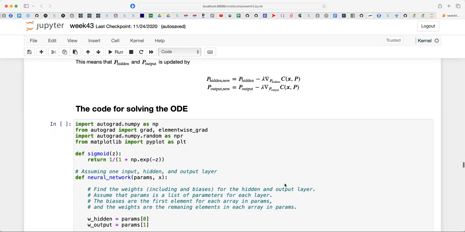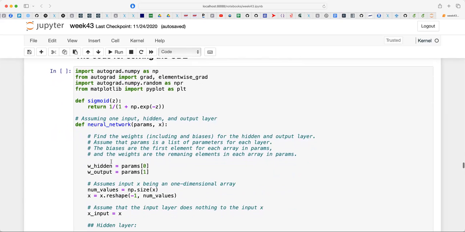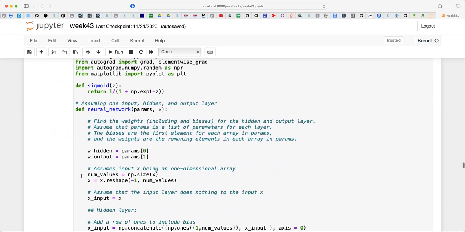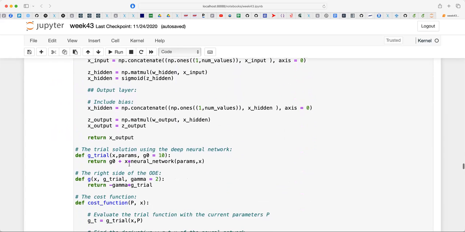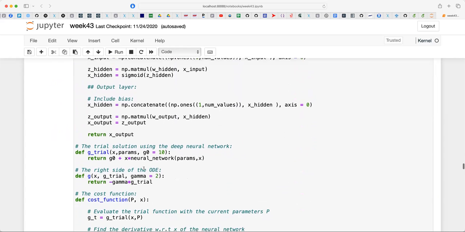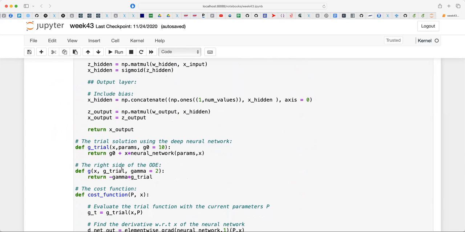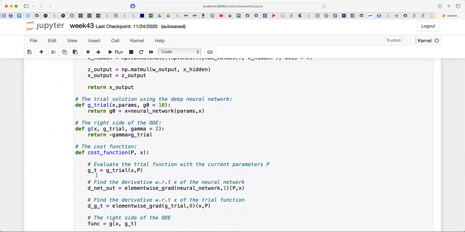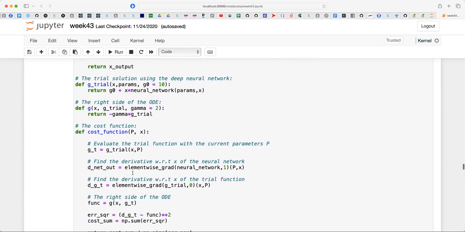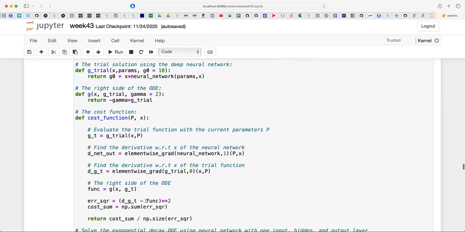And if we now look at the code here, we have the sigmoid function, which we're going to use. We have the neural network with the number of hidden parameters, the number of output weights, which we want to tune. We have the input here. Then if we go down a little bit, you will see we have the trial function, which is G0, this constant, plus X times the neural network. And then we have the right-hand side of the trial function. The cost function is now simply given by the difference between the two functions. This is the error we want to calculate.